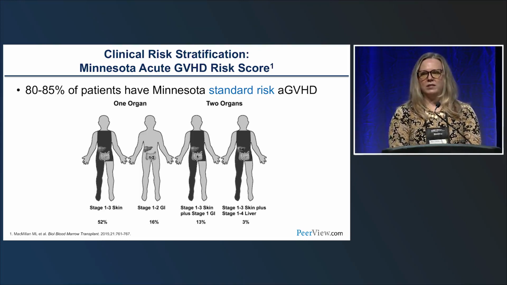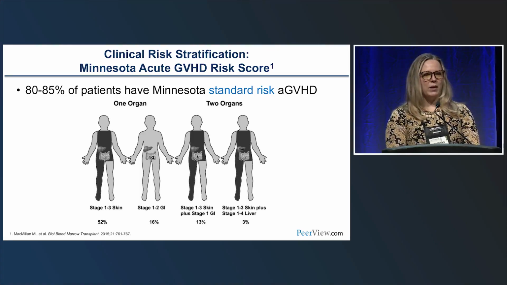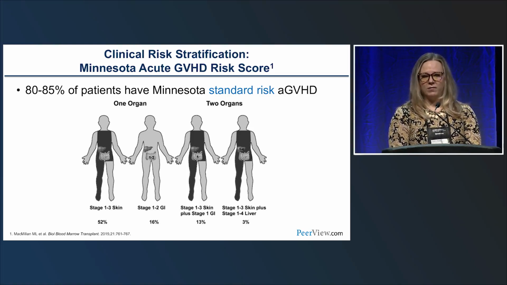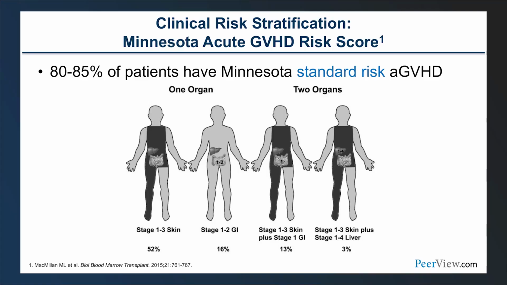Here I show on this slide Minnesota's standard risk acute GVHD, which accounts for about 80 to 85% of patients with acute GVHD. The way that we define it is with either one organ involvement, and that would be stage 1 to 3 skin, that's about 52% of patients, or mild GI involvement, just stage 1 to 2 GI involvement with no other organ involvement. If there are 2 organs involved, it can be stage 1 to 3 skin plus stage 1 GI, or stage 1 to 3 skin plus stage 1 to 4 liver.